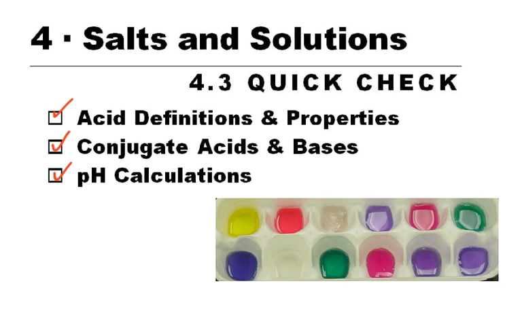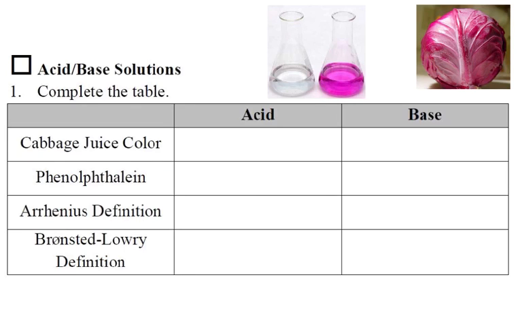So over here in the corner, this is some of the results we had when we were testing things with cabbage juice. So notice here that we get red things, we get purple things, greens and blues, and that's the stuff we got with the cabbage. So the first question was just things you're supposed to know about acids and bases. Okay, so the cabbage juice color. So remember with cabbage, the acids were red and pink.